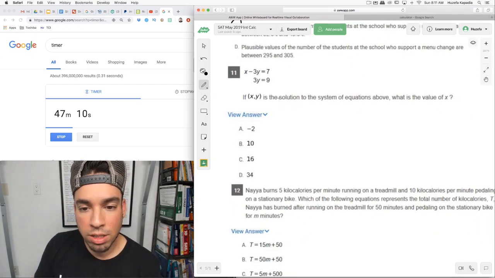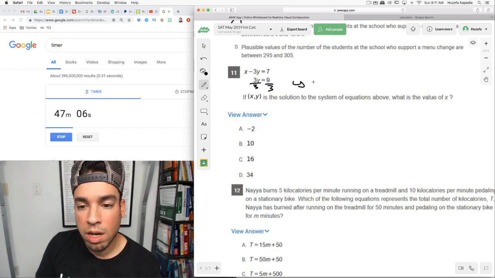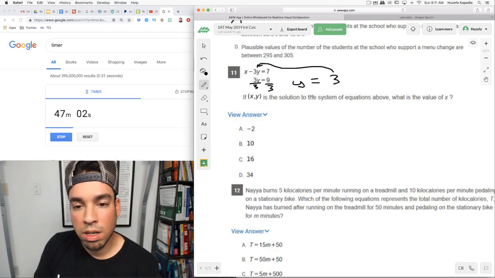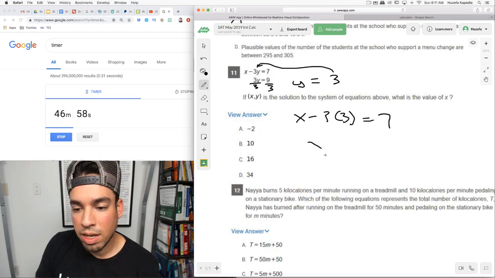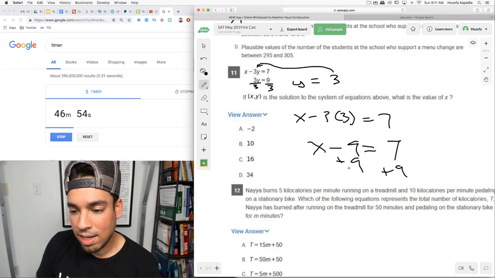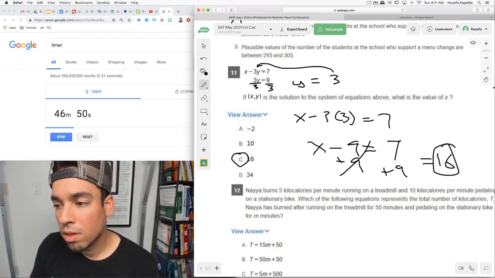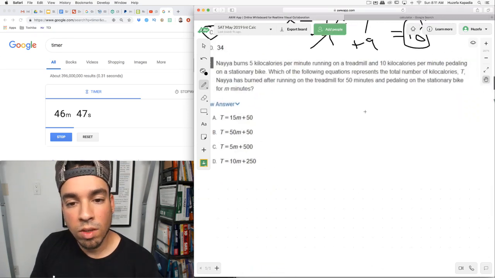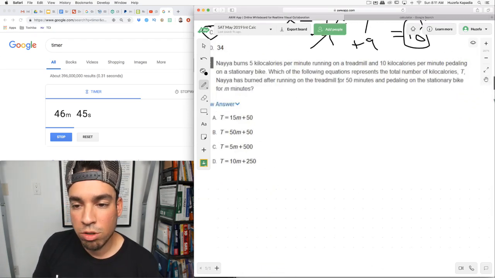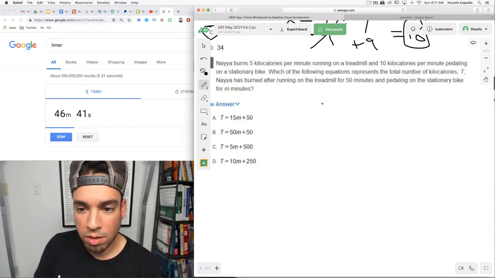X minus 3y, blah, blah, blah. Okay, solution. Let's do a little substitution. First of all, I can divide both sides by 3, and I know that y equals 3. Plug that in here. And then we get x minus 3 times 3 equals 7. X minus 9 equals 7. Add 9. X equals 16. Boom. Done.